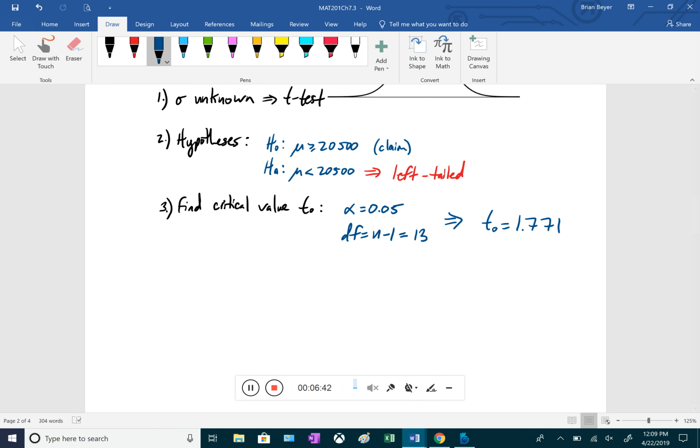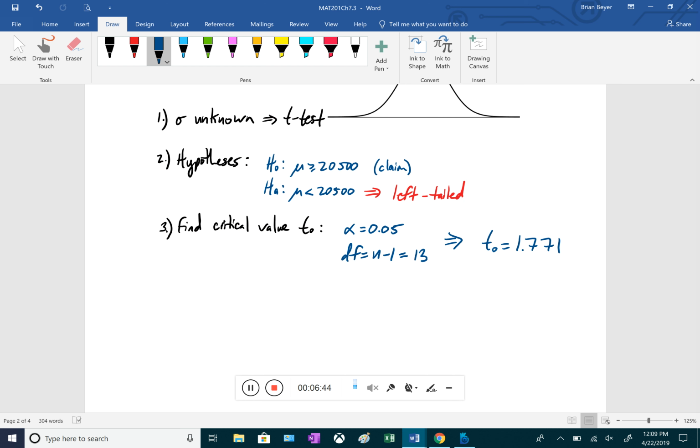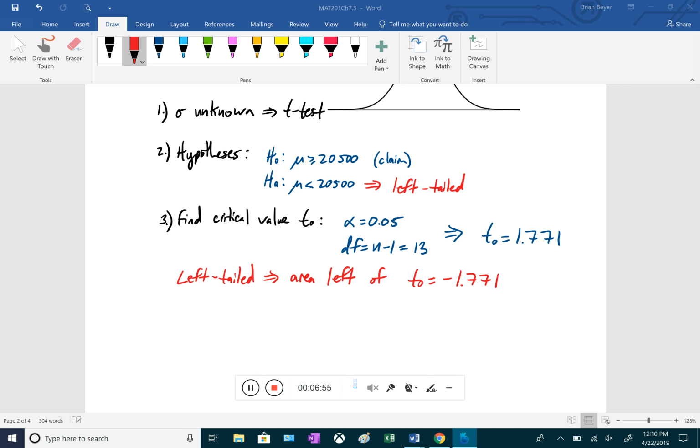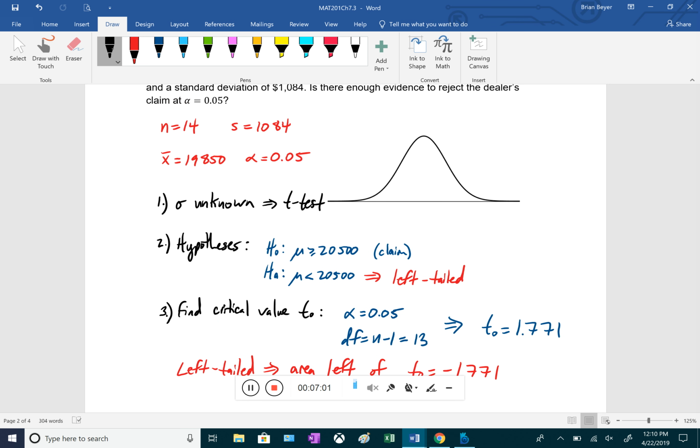But the thing that's difficult here that you just have to remember is that since it's a left-tailed test, we are shading in the area to the left of negative 1.771. So for the t-test, if we're doing an area to the left, we have to make the t-value negative and shade in the area to the left of the negative version. So negative 1.771, and it's going to be the area to the left.